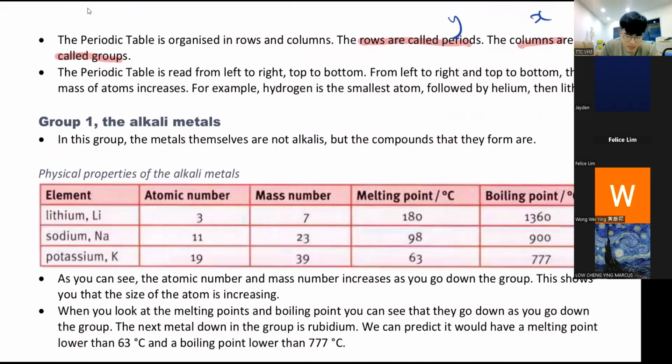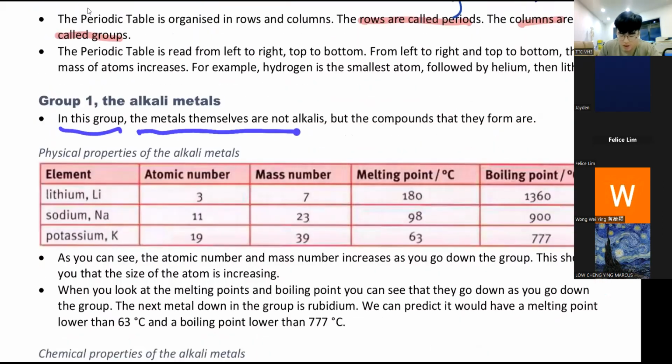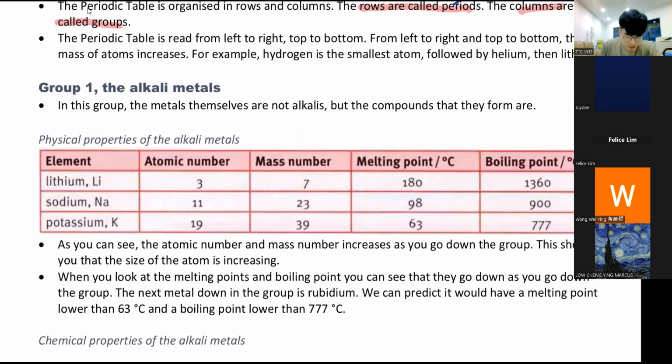All right, so in this group, the metals themselves are not alkalines, but the compounds they form are. Like lithium, they themselves are not alkaline, but you throw them in water, they become alkaline. That's why we call them alkaline metals. It's alkaline, 碱性, as in they are the opposite of acid. So you throw them in water, they will become alkaline.